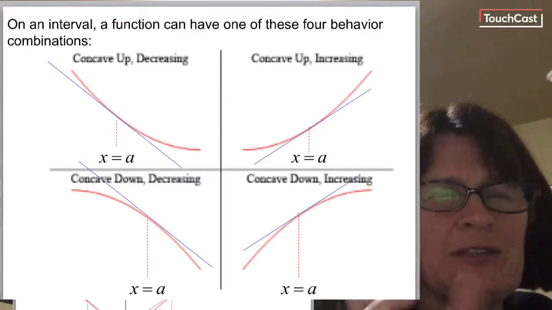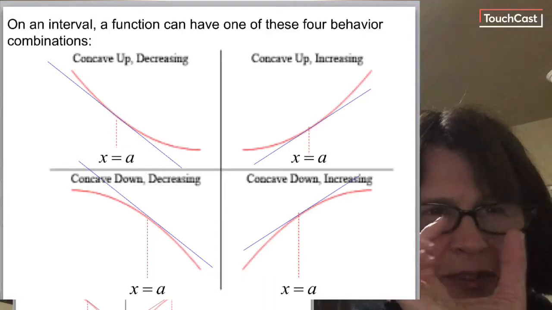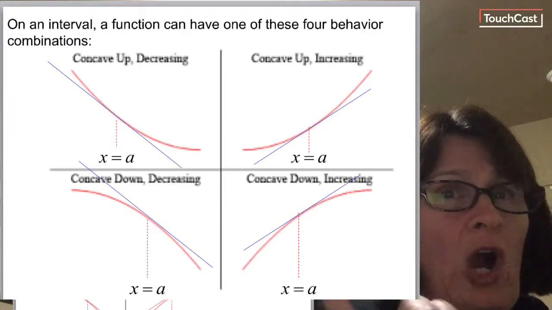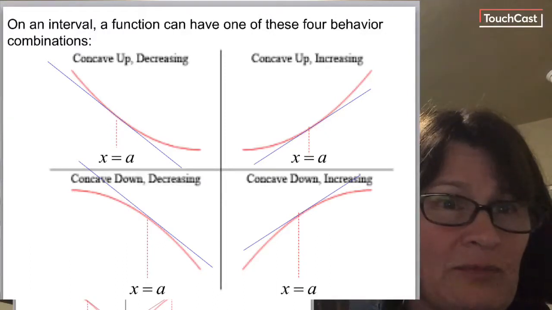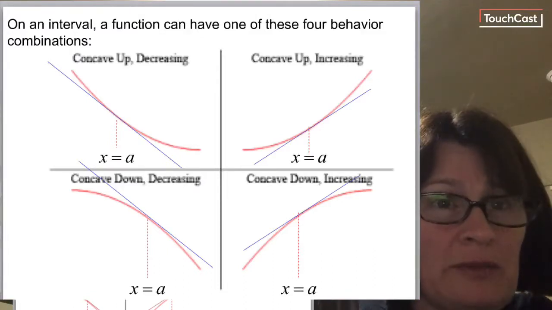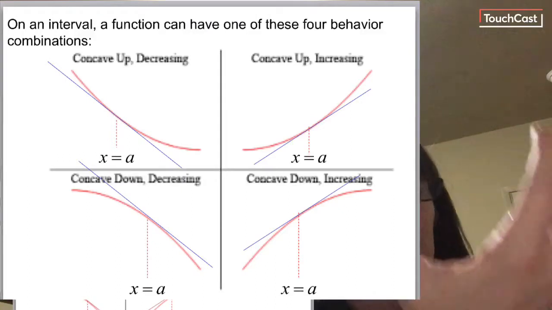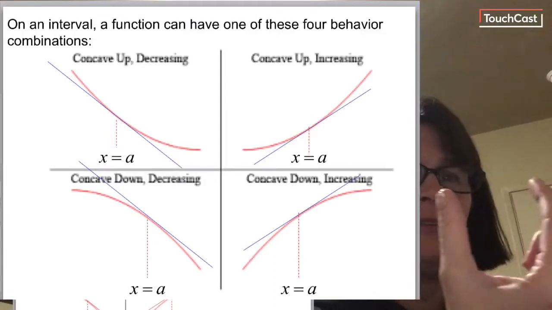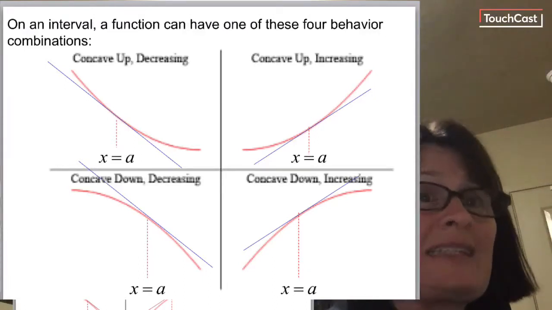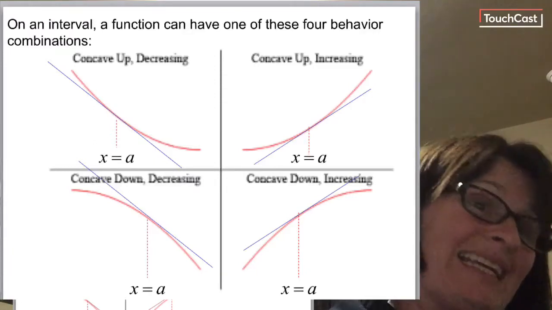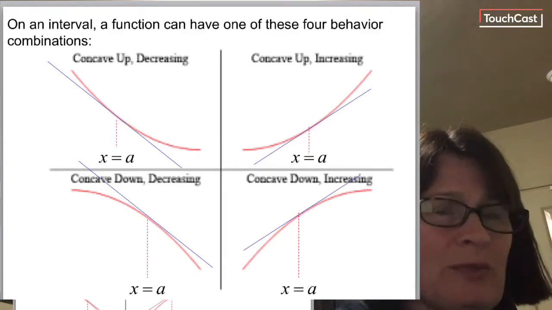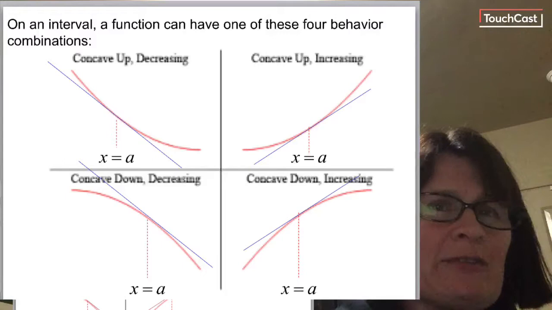But we're going to examine what happens, on whatever kind of interval you need, until the concavity or the increasingness or decreasingness changes. A function could be concave up and decreasing, like the top left corner, or it could be concave up and increasing, like the top right corner. Remember, concave up looks like a bowl. Concave down looks like an umbrella. Or a function could be concave down and decreasing, or concave down and increasing. So 4 possible combinations, and we can see what happens with the tangent line for each of those possibilities.